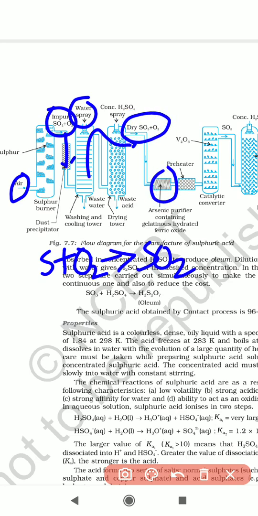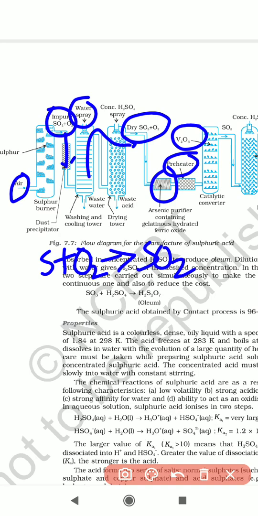the arsenic purifier. Inside the arsenic purifier, any remaining impurities are further purified. Next, it is allowed into the preheater chamber. In this preheater, heat energy is applied. Next, the sulfur dioxide gas and oxygen gas enter the catalyst chamber.